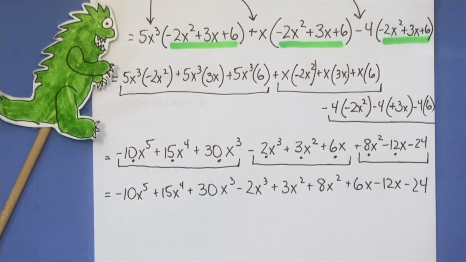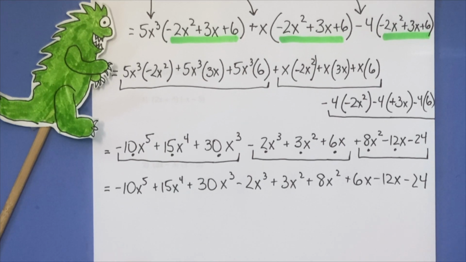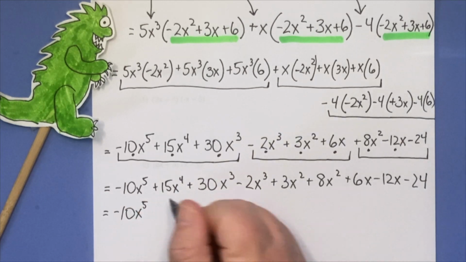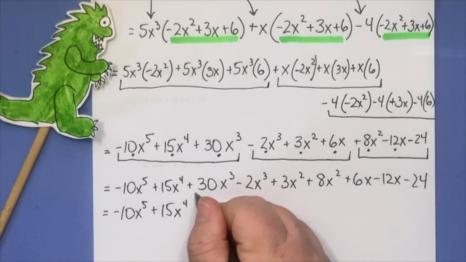And a lot of people are probably asking, wait, why did you do that? That's just a big bunch of work, and I don't need to do it. If you don't need to do it, don't do it. My brain totally needs to do it. Negative 10x to the 5th. I'm going to do plus 15x to the 4th, and now we start combining.